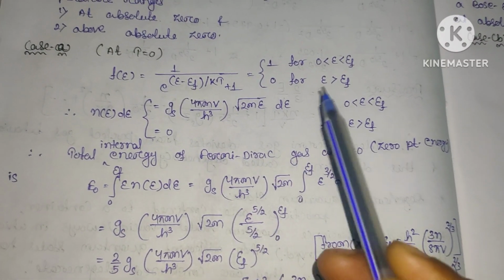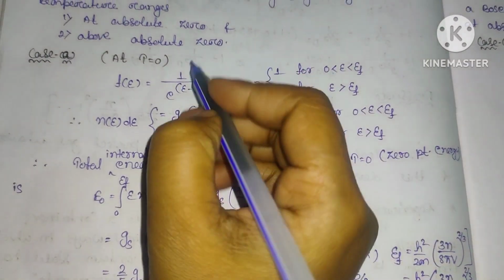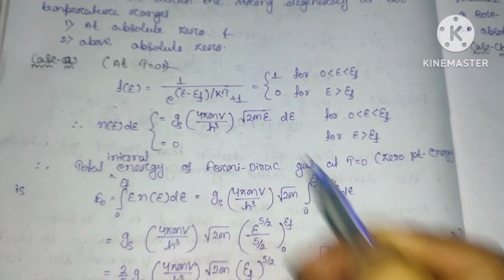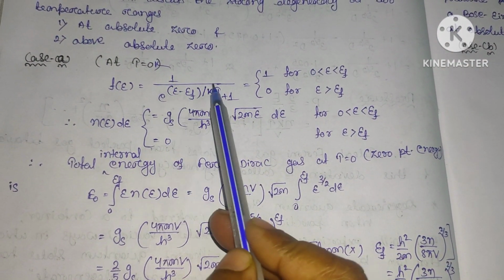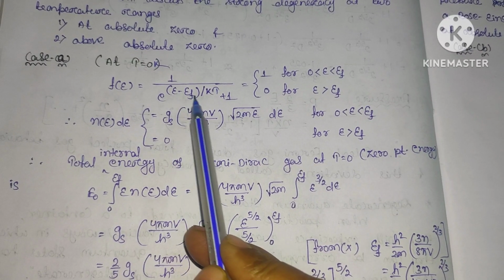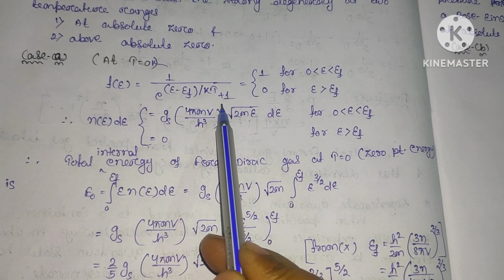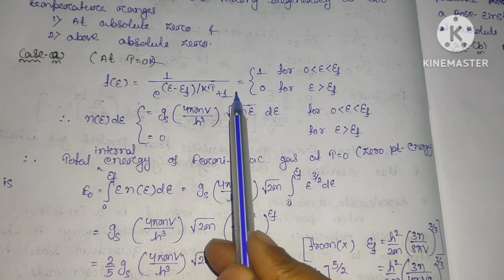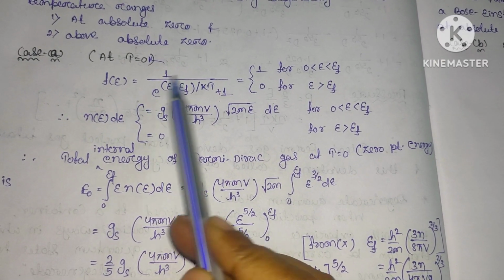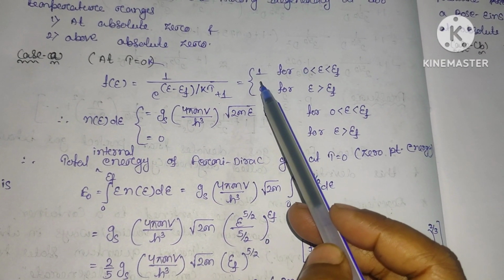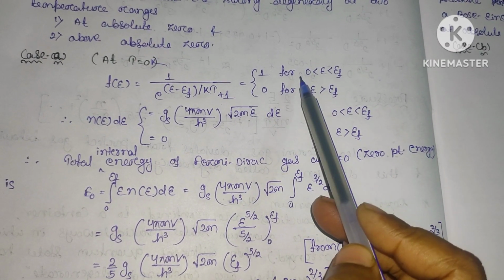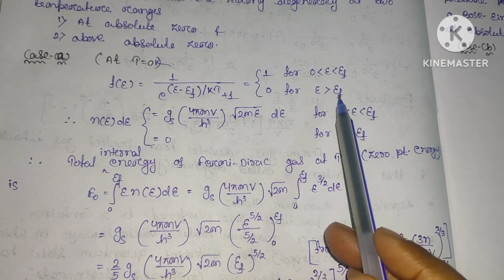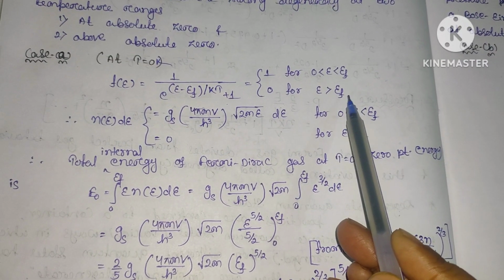At absolute temperature, that is T equal to 0 Kelvin, the Fermi function F of E equals 1 by exponential E minus EF by KT plus 1. So this is the Fermi distribution function. This Fermi distribution function will be equal to 1 when the energy value lies between 0 to EF, and its value is 0 when energy is greater than EF.